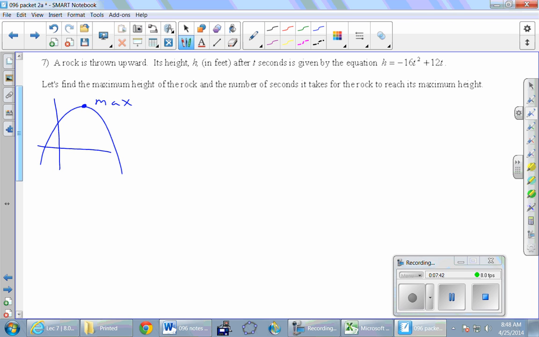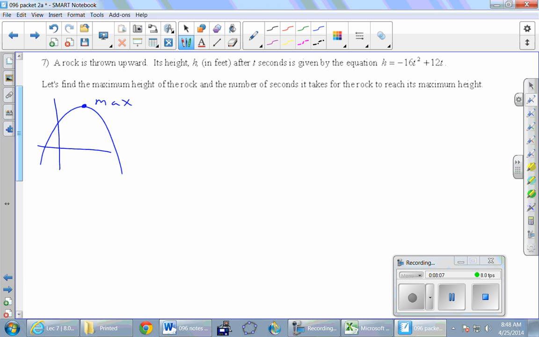And I think this is exactly what the problem is asking us to find. It says find the maximum height of the rock and how long it takes to get there. This is the point the problem is asking you to find. The problem will never be as straightforward as saying find the vertex. But if you see the word maximum or you see the word minimum, I think it's really just saying find the vertex. Okay, so we got to find the vertex of this thing.